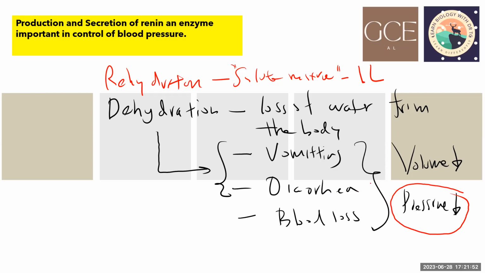This pressure drop could also be coupled with solute level decrease, because if vomiting and diarrhea happen, some amount of solute is also going out of the body. So it's not pure water. The body is not releasing pure water in this case. Important solute also goes out of the body. So pressure decreases, water level decreases, and solute level also decreases to a certain level. Now that's a starting point.